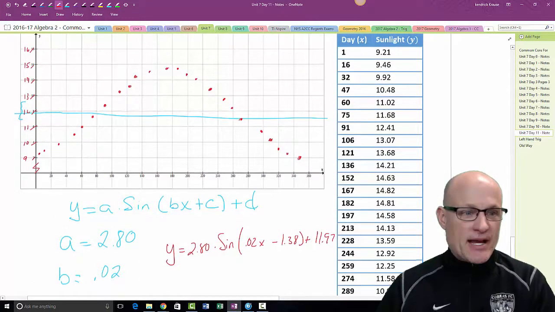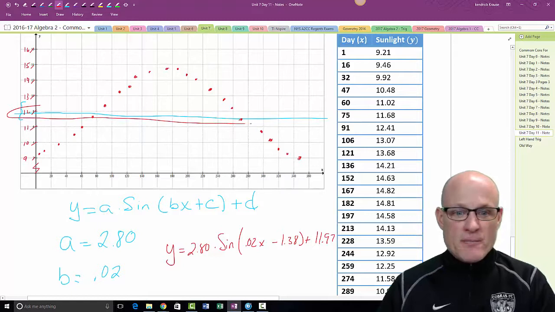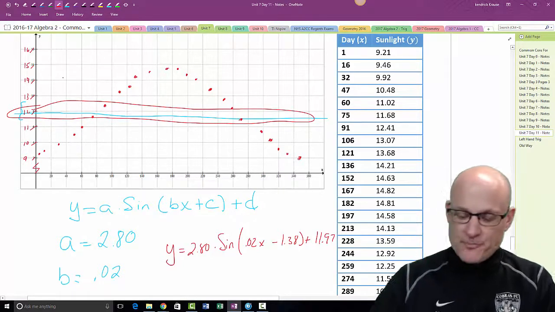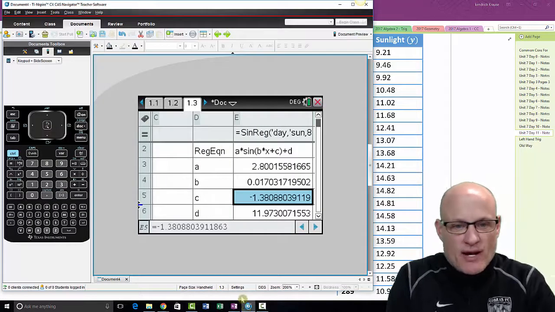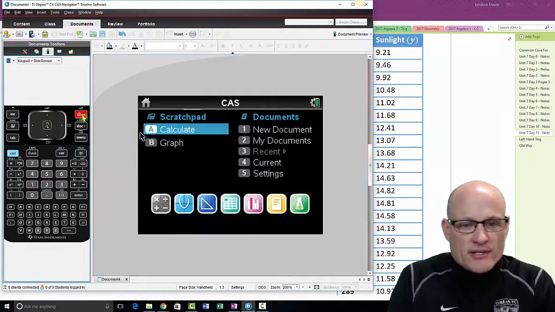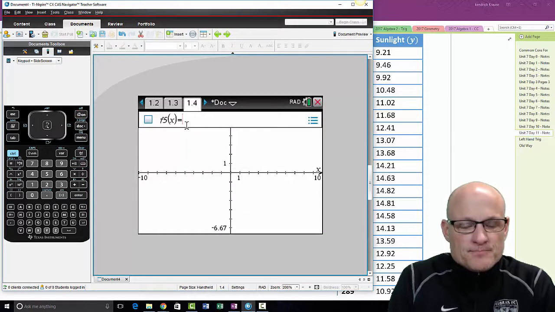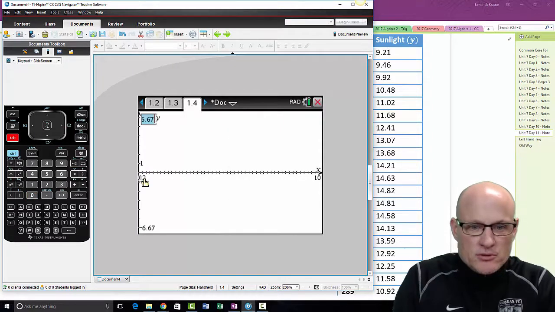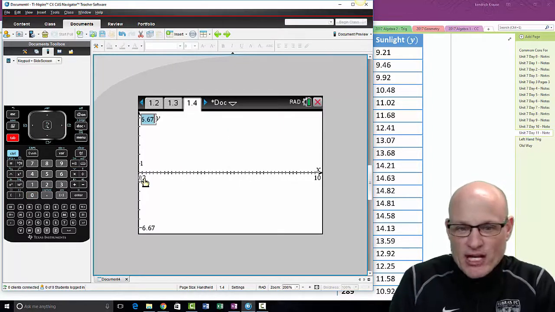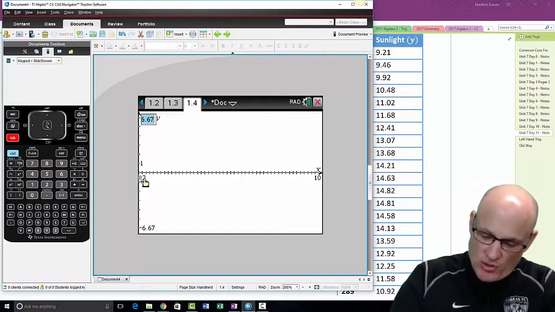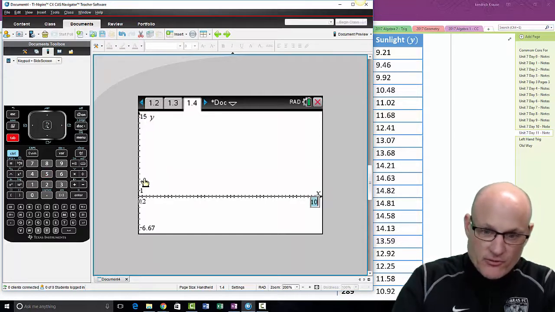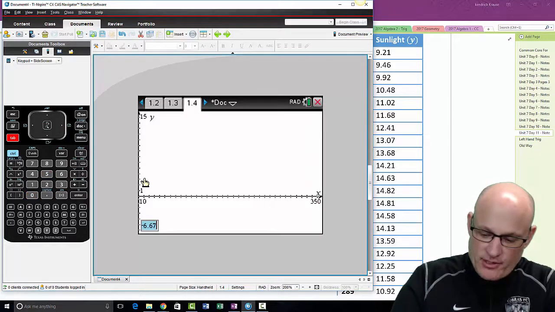Now, didn't I say my midline was going to be somewhere around 12? I was right. So now one of the things I can do is go over and graph this sucker. Let's graph this thing. We're going to graph it from 0. The highest amount of sunlight was 15. Yeah, no, we didn't go over 15. Let's go 15. We did it for 350 days. And the lowest I want to go here is, let's go 5.